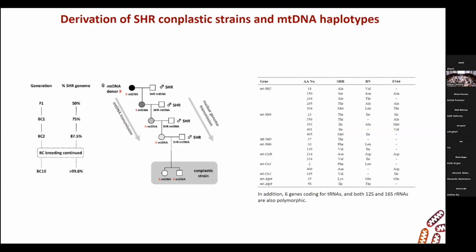The table summarizes amino acid differences in mitochondrial-encoded OXPHOS protein subunits present in the conplastic strains. Mitochondrial DNA of Brown Norway and Fischer origin differ from SHR mitochondrial DNA by 15 and 11 amino acids. In addition, transfer RNAs and both 12S and 16S ribosomal RNA are also polymorphic.